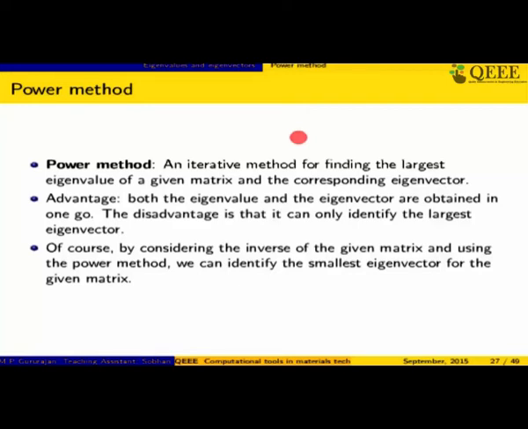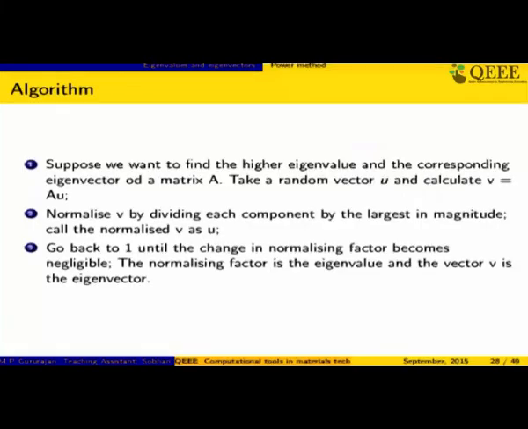And if it is a 3 by 3 matrix, we know that the trace should equal the sum of the eigenvalues, so that will also give you the third eigenvalue. Of course, the eigenvector you still need to determine by solving a simultaneous set of 3 equations. But the power method is useful in the sense that it can give you the eigenvalue and eigenvector together. So what is the algorithm for the power method?